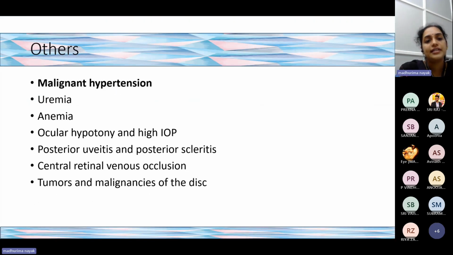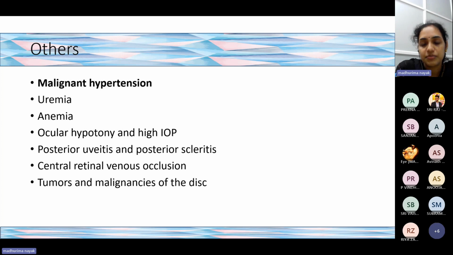The most important systemic conditions that can cause disc edema are malignant hypertension, uremia, anemia, ocular hypotony, and very high IOP, more than 45 to 50 mmHg. If the cornea is clear and you are able to see the fundus, you will see that the disc is edematous. Most of the time in this high IOP, the cornea won't be clear. Then posterior uveitis and posterior scleritis.